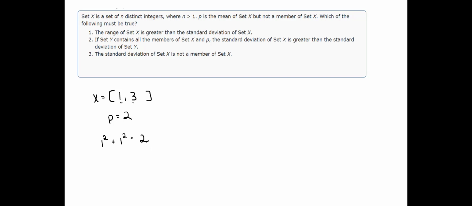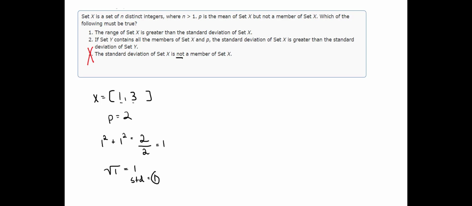So now we need to take the average of this. Well, there's only two numbers, 1 and 3, so the sum of 2 divided by 2 is going to equal 1, and then the final step is we take the square root of 1, which equals 1. So the standard deviation here is going to be 1. Okay? Now, look at number 3. The standard deviation of set x is not a member of set x? Well, 1 is a member of set x. So we can eliminate number 3.